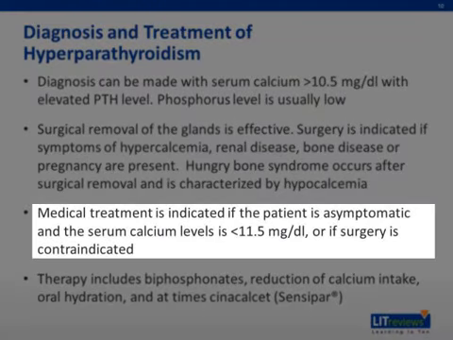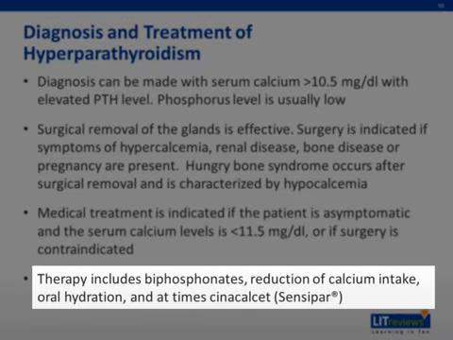Medical treatment is used in asymptomatic or mild increase of calcium level, for example, if the calcium is less than 11.5 milligrams per deciliter. Medical treatment is also used if there are contraindications for surgery. The medical management includes bisphosphonates, reduction of calcium intake to less than 400 milligrams per day, and oral hydration with 2 to 3 liters of fluid per day. Cinacalcet also has a place in the treatment of hyperparathyroidism.